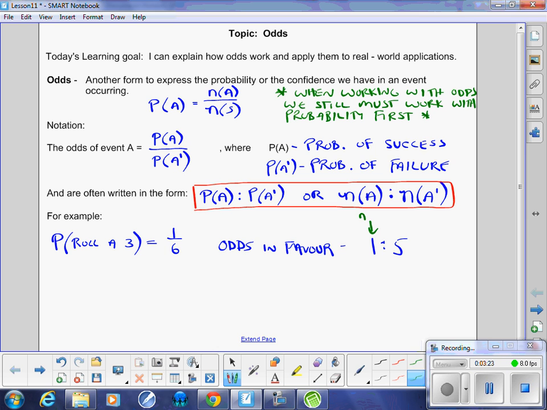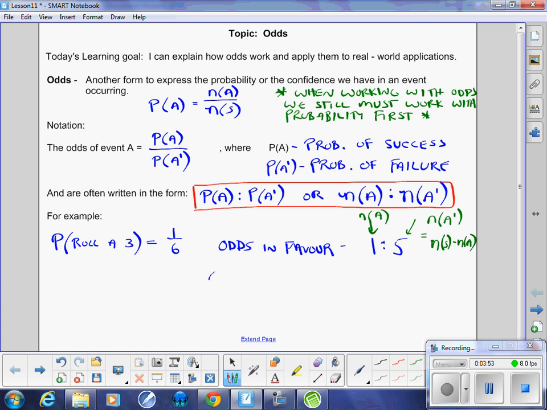So it's number of ways to be successful, so this is your N of A. This one is N of A prime. And remember, it's the indirect method here. It's like saying N of S, the total number of outcomes, minus N of A. Okay? So you're just converting that probability into a different format that just tells a person 1 way to be successful, 5 ways to fail.